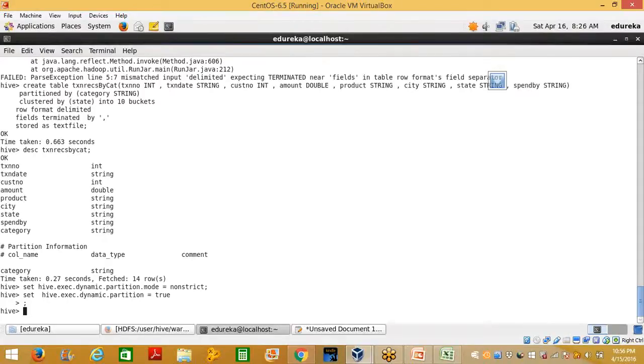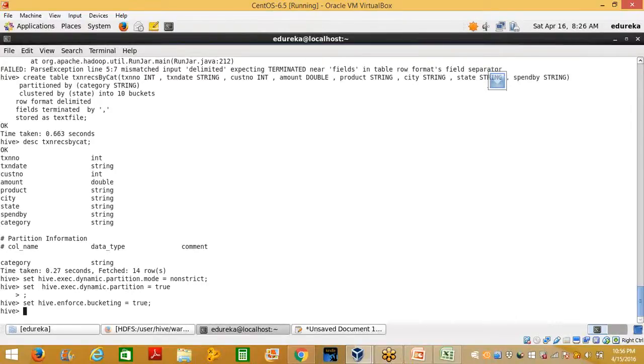Third one: set hive.enforce.bucketing = true. These things are very, very important, guys. They are going to ask you. Divya, especially for you. These are the three things.